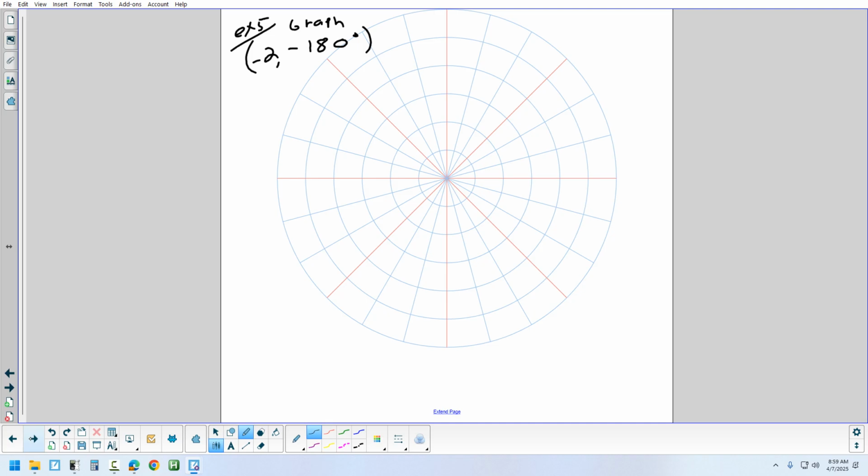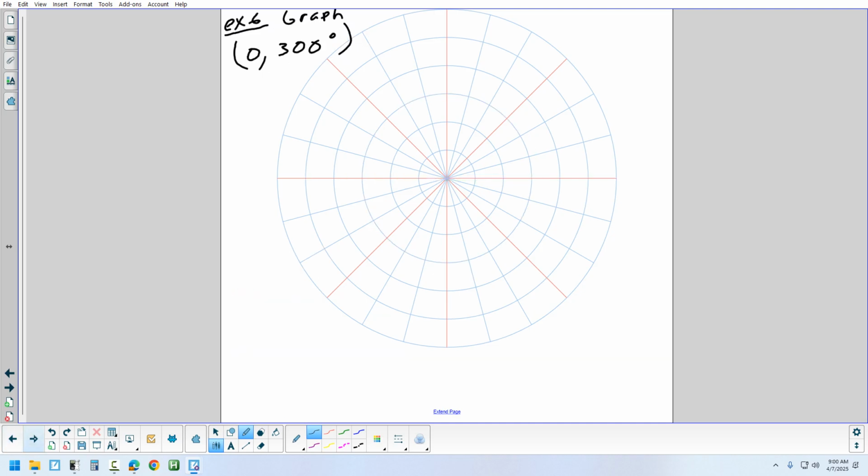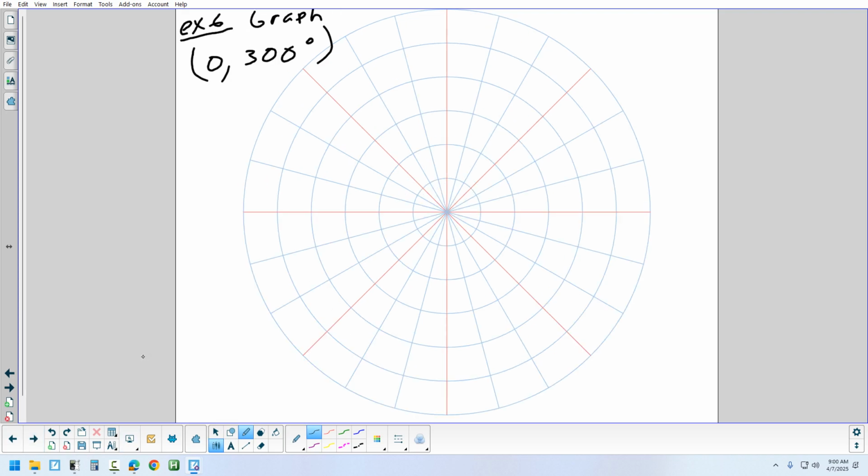All right, a negative, negative, we just did that right there with the one in blue. So we just did a negative, negative. Let's try this one. 0, 300 degrees. Where's that one going to end up? In the middle. Because if it's 0, it's not moving out any. So you don't move out at all, but then you have to take that dot and rotate it 300 degrees, like that. You spin the dot.